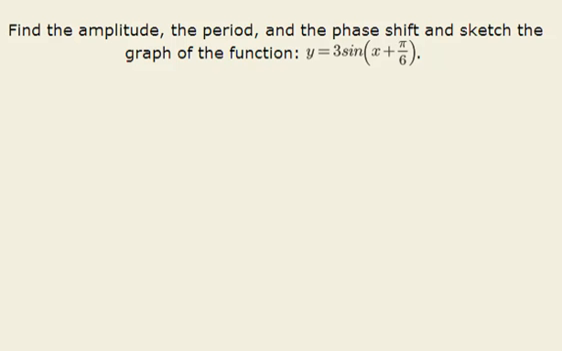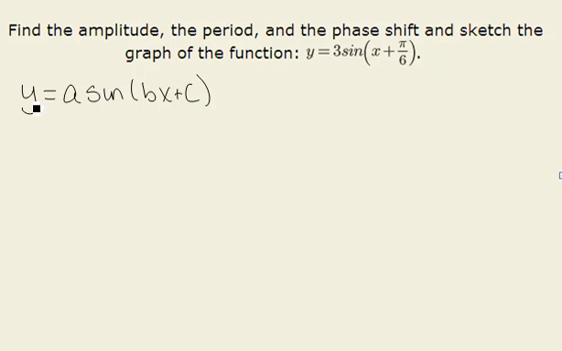In this problem, we're asked to find the amplitude, the period, the phase shift, and sketch a graph of the function y equals 3 sine of x plus pi over 6 over a one-cycle interval. In order to find this, we will recognize that we are in the general form of y equals a sine of bx plus c.